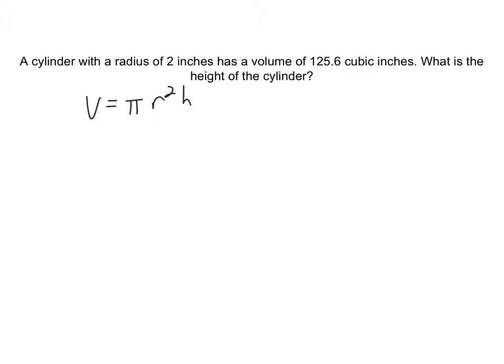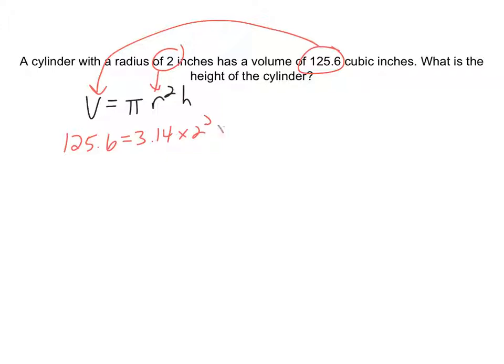So for our example here, we've got a cylinder with a radius of 2 inches, has a volume of 125.6 cubic inches. They want to know the height. So my radius is 2, so 2 is still going to go in for R, and our volume is 125.6, so that's going to go in over here. I'm still going to use 3.14 for pi, times 2 squared times h.